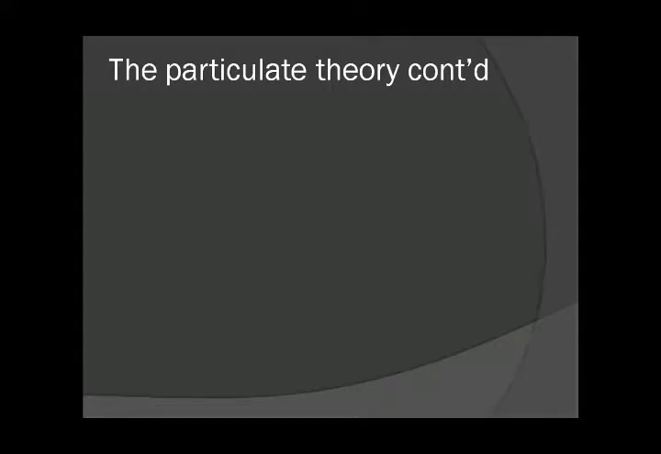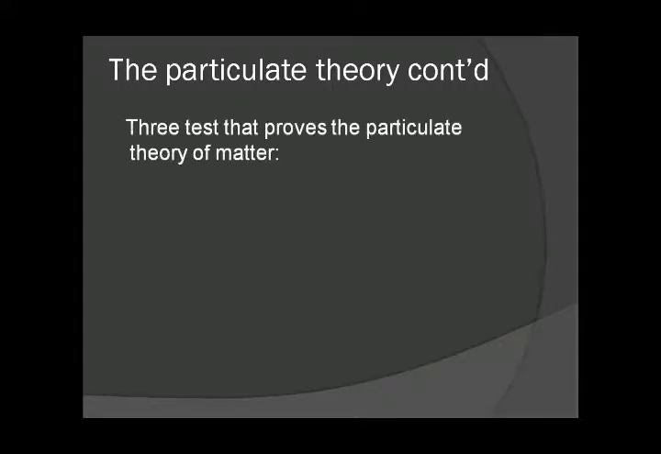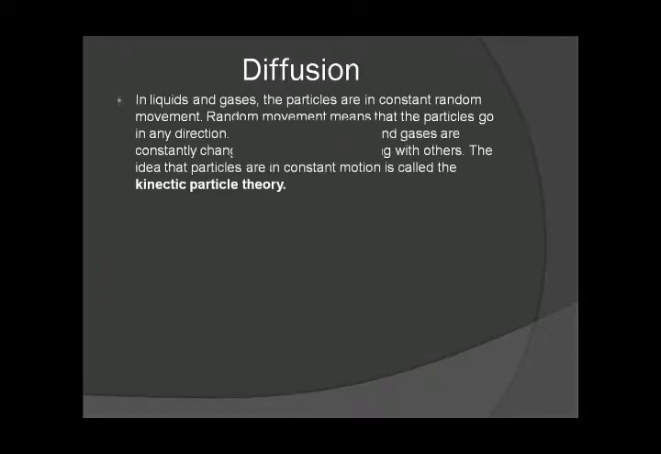So the particulate theory continued. Three tests that prove the particulate theory of matter: diffusion, osmosis, and Brownian motion. So this is general feedback on what we're discussing in the particulate theory. In liquids and gases, the particles are in constant random movement. Random movement means that the particles go in any direction. The particles in liquids and gases are constantly changing direction and colliding with each other. The idea that particles are in constant motion is called the kinetic particle theory.